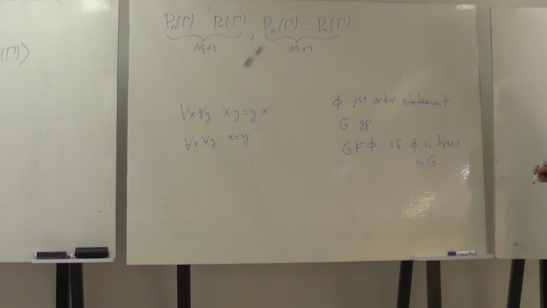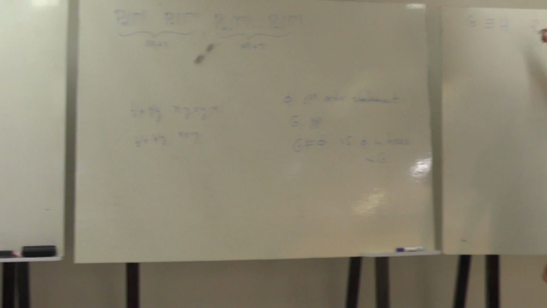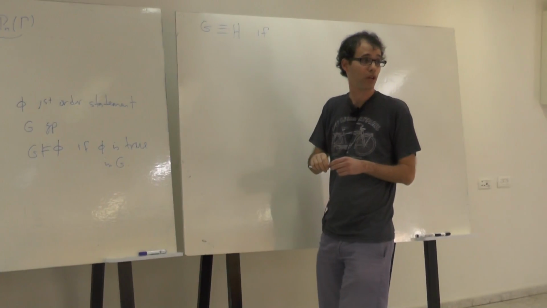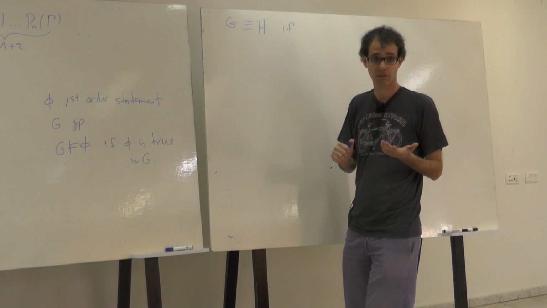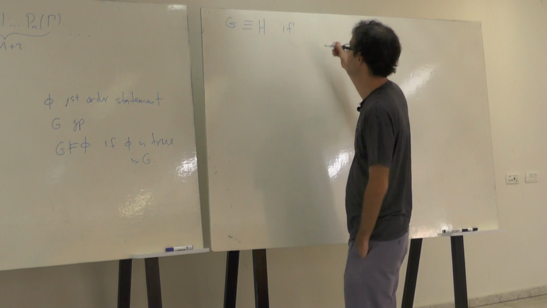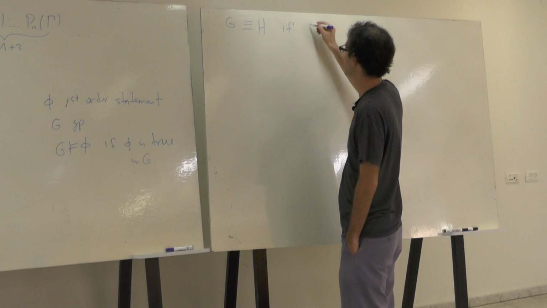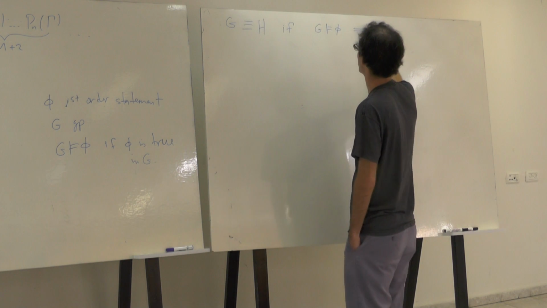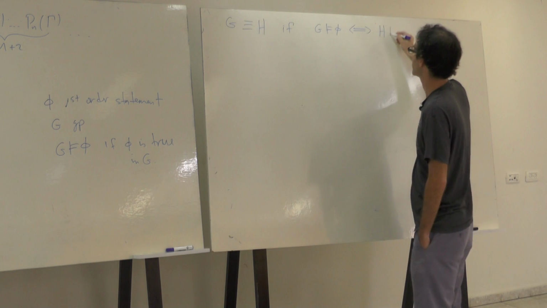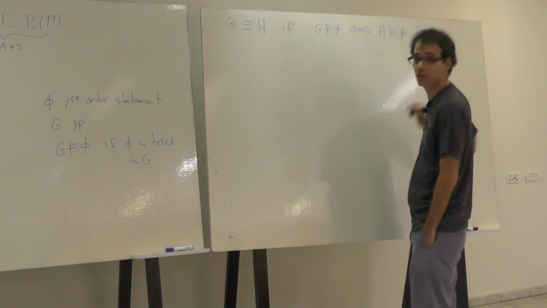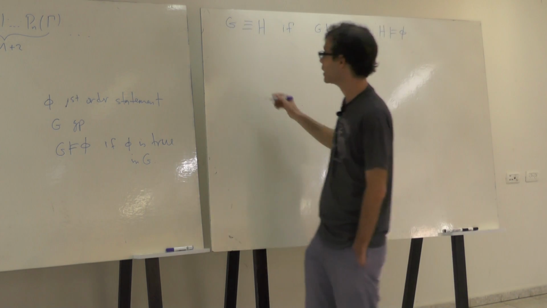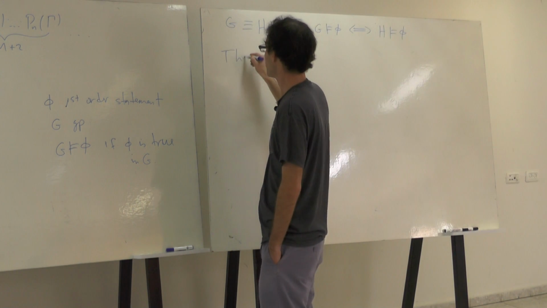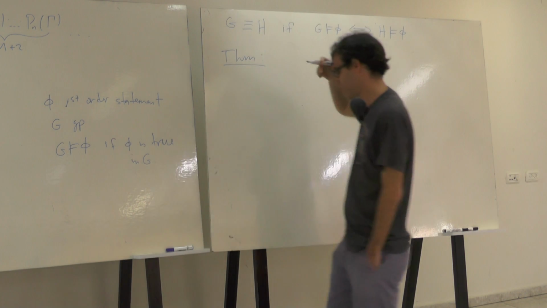And I'll say that G is elementary equivalent to H, two groups, if they satisfy the same first order sentences, statements. Okay? If G satisfies phi if and only if H satisfies phi. Okay? And here's the theorem that I want to talk about.